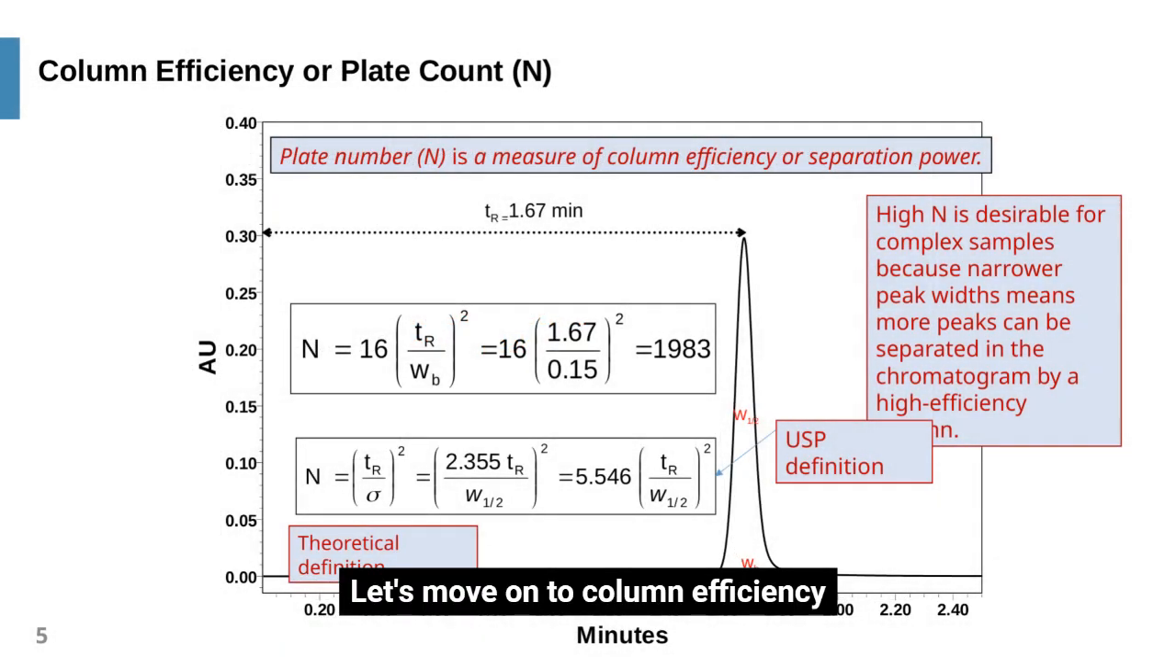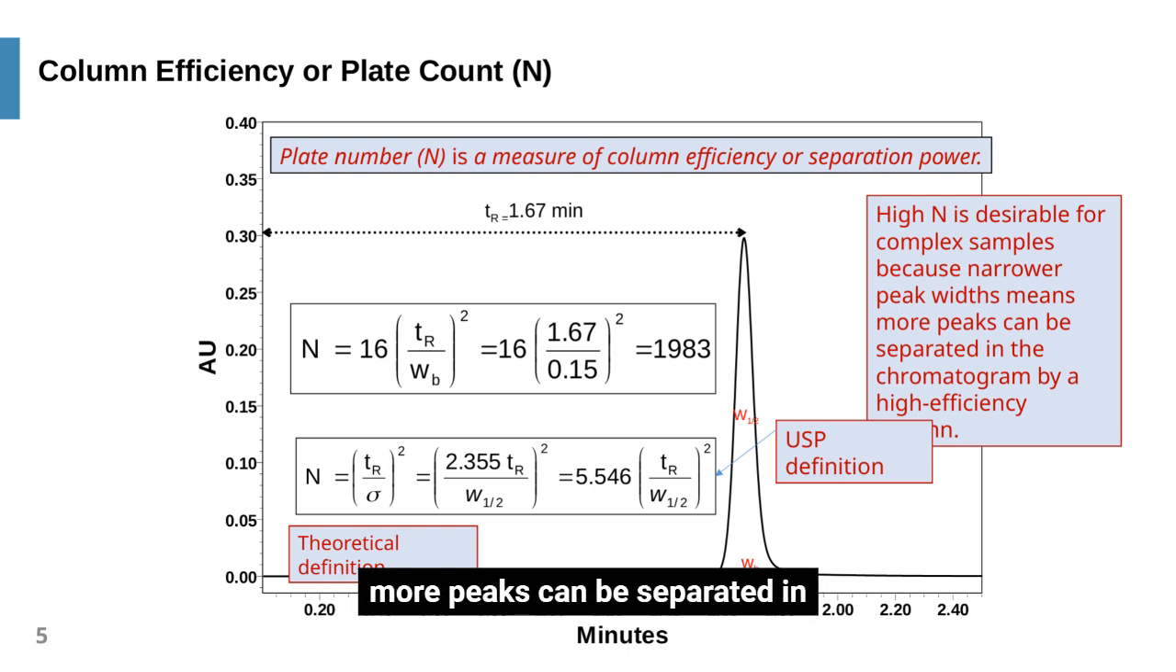Let's move on to column efficiency or plate count, N. Plate number, N, is a measure of column efficiency or separation power. A high N value is desirable for complex samples because narrower peak widths mean more peaks can be separated in the chromatogram by a high efficiency column.